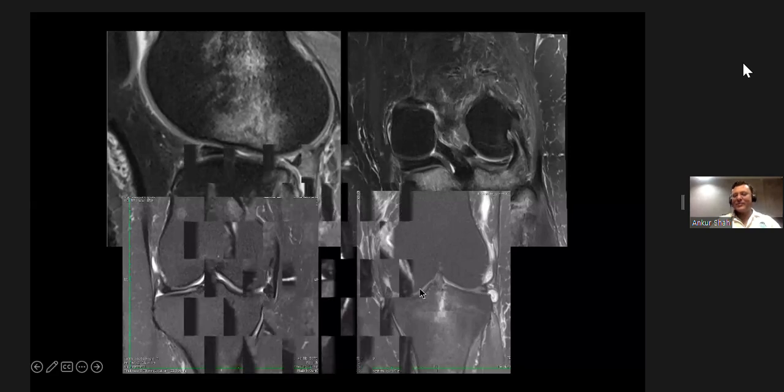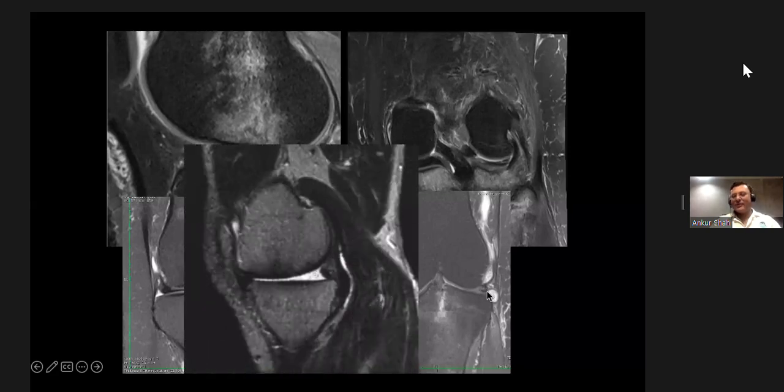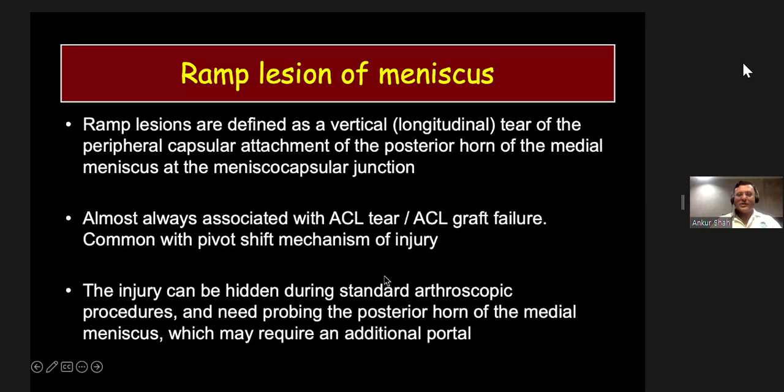Whenever the triangle is missing, think about the displaced flap tear. Only thing which mimics displaced flap tear is the partial meniscectomy, where part of the meniscus is surgically removed. So ask for history, and that will help you in diagnosing this condition.